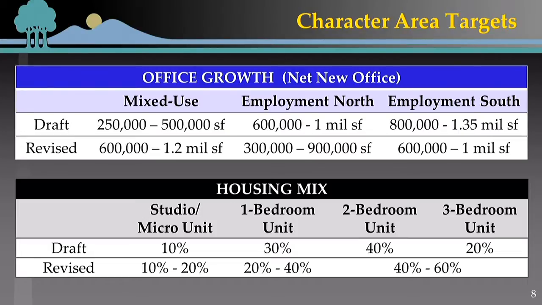Staff has updated these character area targets, the office, based on analysis that there is adequate developable parcels to accommodate up to 1.2 million square feet of office in the mixed-use character area. It's also consistent with the TDR bonus alternative and providing larger ranges to provide more flexibility for development to be consistent. The housing mix was updated to incorporate ranges and to consider a mix of condominium and apartment, likely condominium and apartment development types.